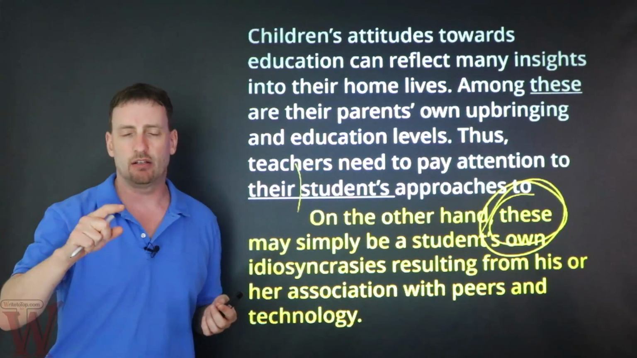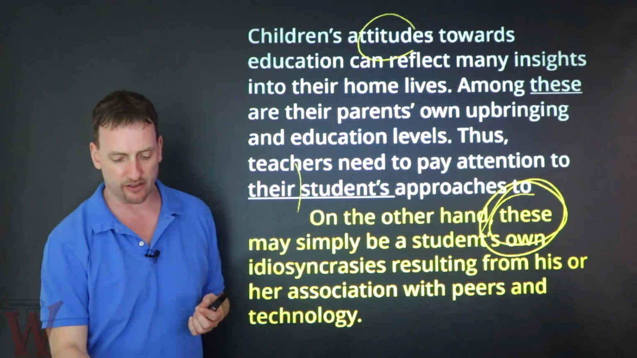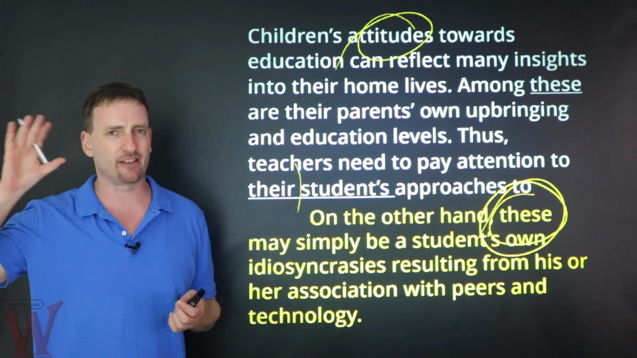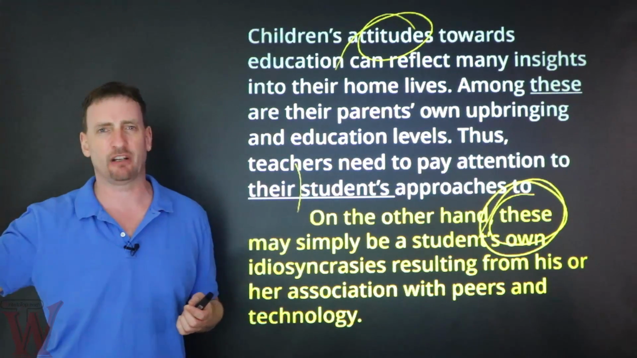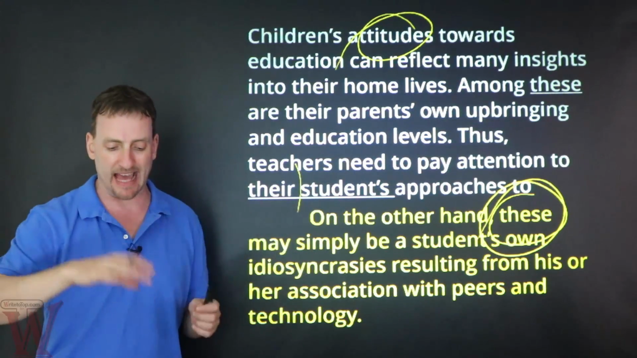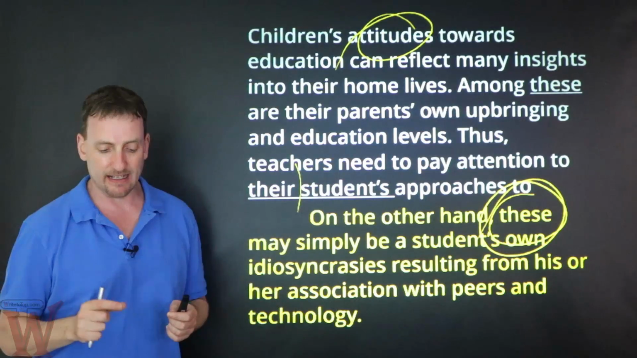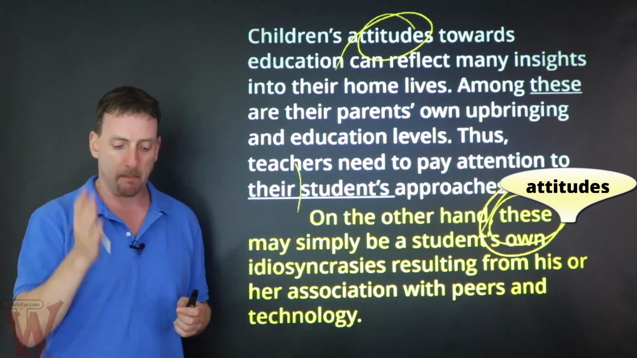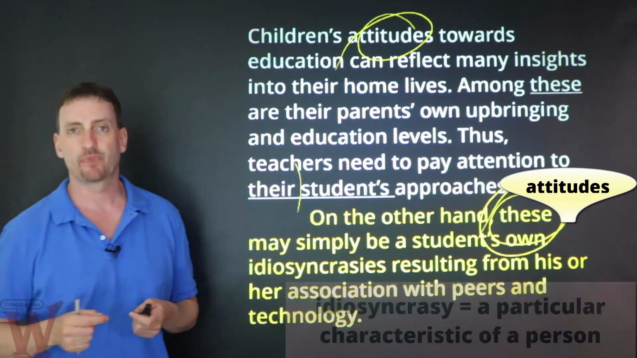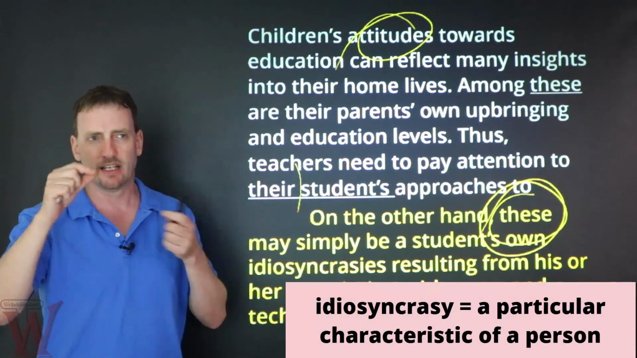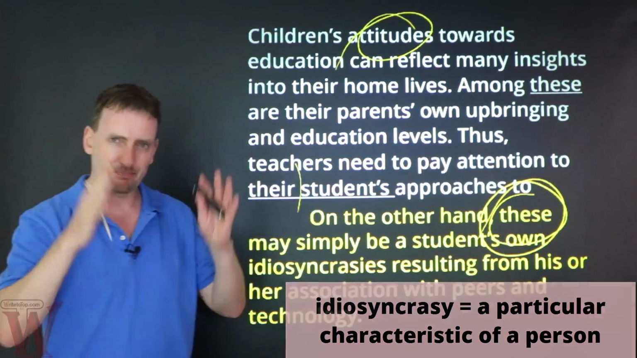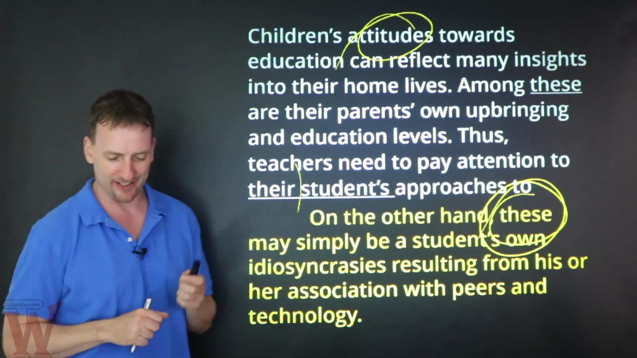To the writer, it's very obvious that it's the attitudes mentioned before. But to the reader, those attitudes, that was in the first sentence of the last paragraph. That's way out of their minds. You need to bring that back. On the other hand, these attitudes may simply be the student's own idiosyncrasies, etc. Idiosyncrasies, like little strange characteristics. Not strange, just particular to them. Doesn't have to be strange.